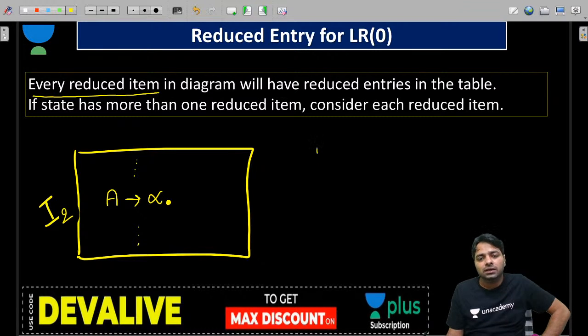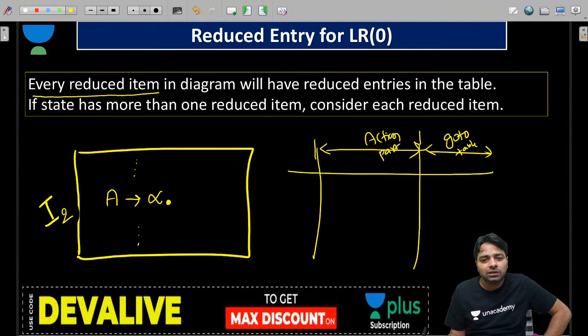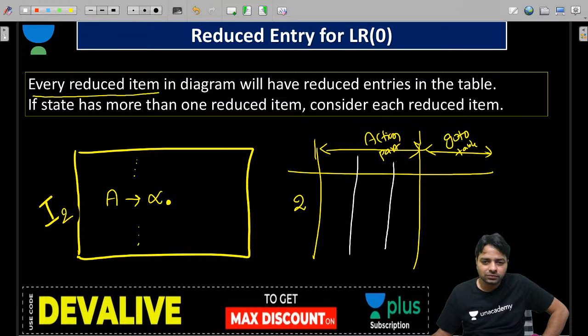So what I do here is look at what is called the action part. There are two parts in the table, or you can construct two tables if you want: action part, goto part, or action table, goto table. In the whole action row 2, you are going to write this production in every column, like A→alpha, A→alpha, A→alpha.